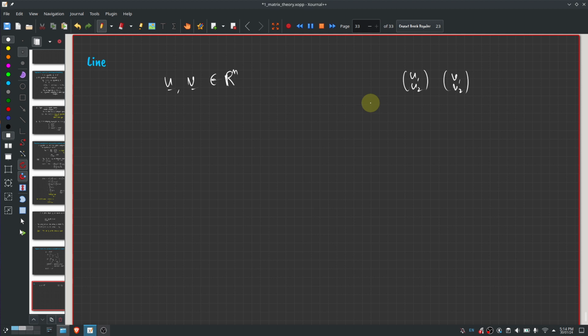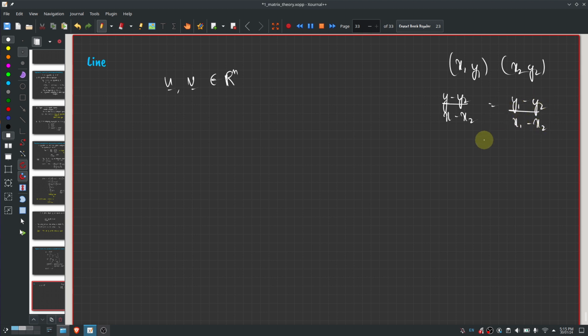Any linear combination? Okay, let's go back to high school. Using the high school method, let's use slightly more familiar notation. I'm given 2 points, x1, y1 and x2, y2. What is the equation for a line that passes through x1, y1 and x2, y2? So y minus y2 upon x minus x2 is equal to, should this be y2 or y1? Fine. So it's y1 minus y2 divided by x1 minus x2, correct?